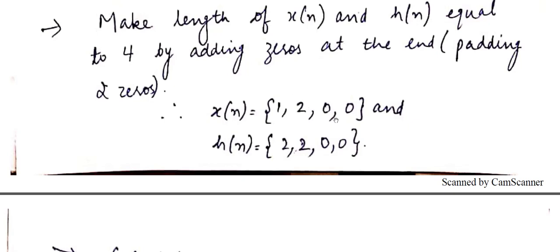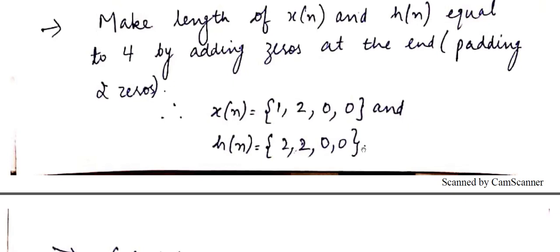Mainly we need 2 zeros, because previously the length was 2 and now we want it to be of length 4. So we are padding these two additional zeros at the end, and now the sequences become of length 4. So x(n) will be 1, 2, 0, 0, and similarly h(n) will be 2, 2, 0, 0.